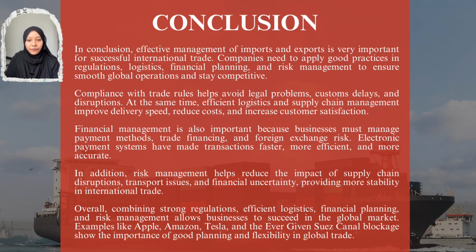Electronic payment systems have made transactions faster, more efficient, and more accurate. In addition, risk management helps reduce the impact of supply chain disruption, transport issues, and financial uncertainty, providing more stability in international trade. Overall, combining strong regulation, efficient logistics, financial planning, and risk management allows businesses to succeed in the global market. Examples like Apple, Amazon, Tesla, and the Ever Given Suez Canal blockage show the importance of good planning and flexibility in global trade.